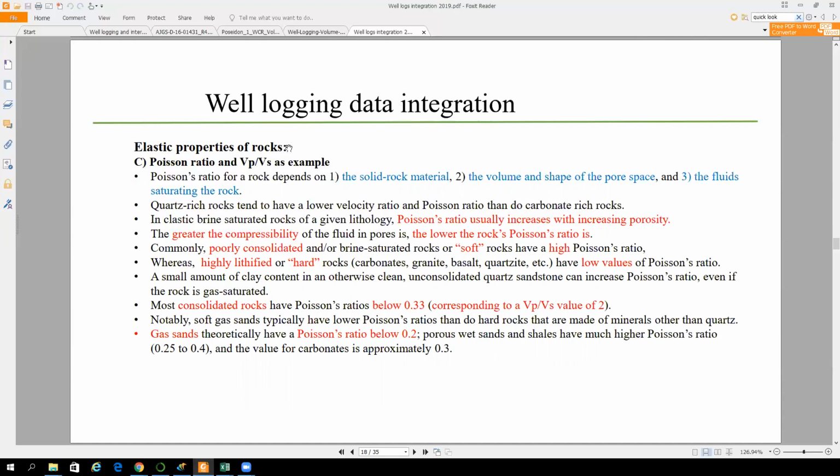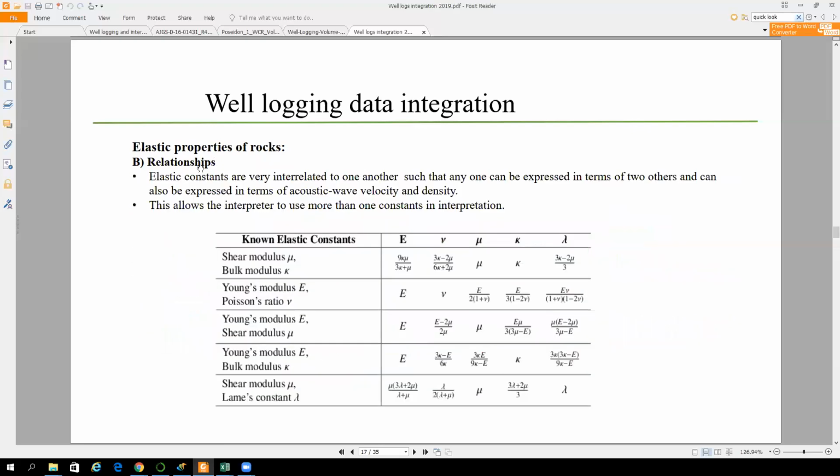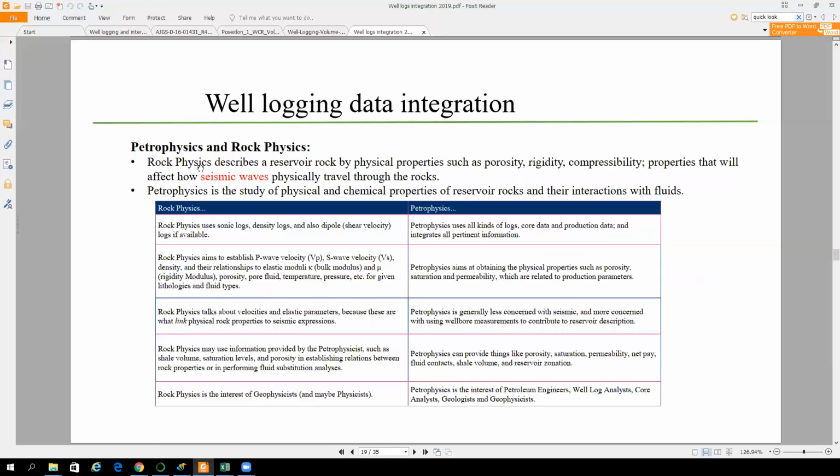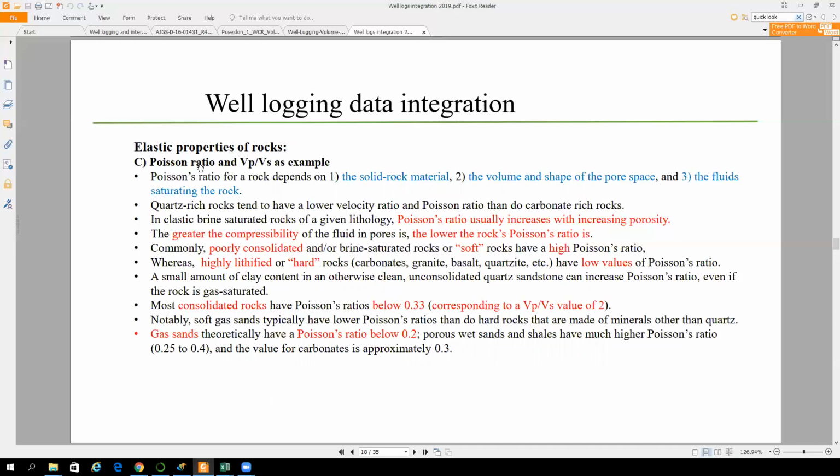Because if we have the VP and the VS, or the velocity of the P wave and the velocity of the S wave logs, so if I have the P wave log and I have the S wave log, then I will be able to calculate the VP/VS ratio, and I will be able to calculate the Poisson ratio, since the Poisson ratio, as I have mentioned already, is nothing but a combination of VP and VS. So now let's try to use Poisson ratio and VP/VS in order to extract properties about the fluid and about the lithology of the rock.